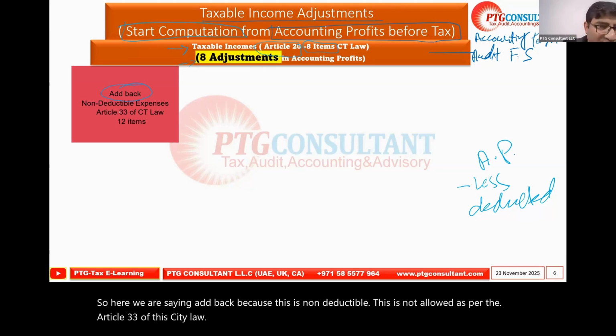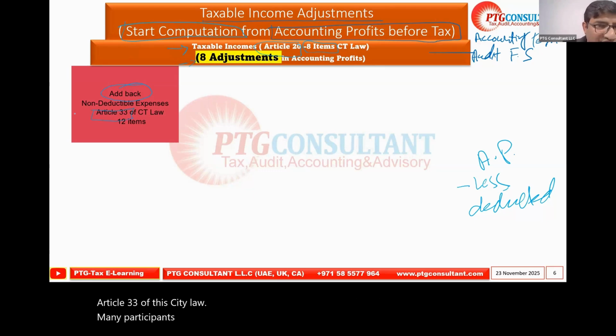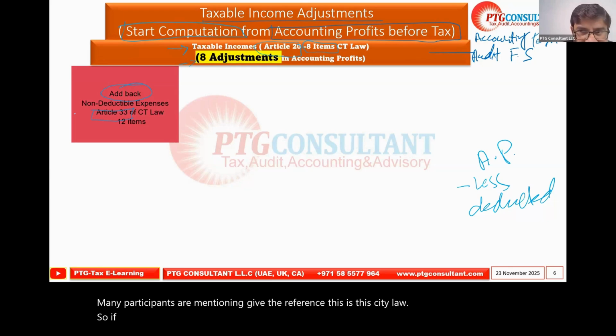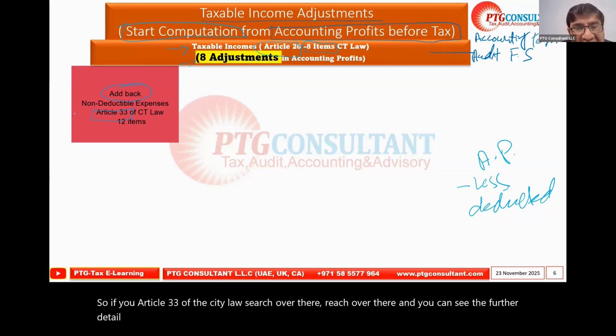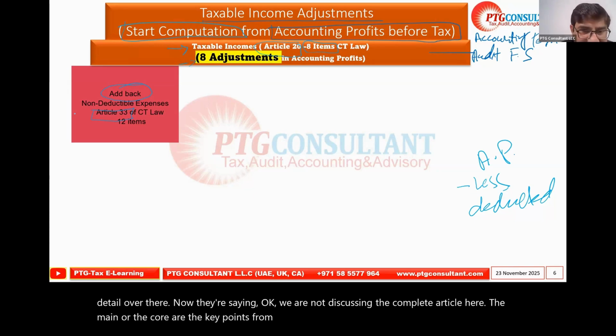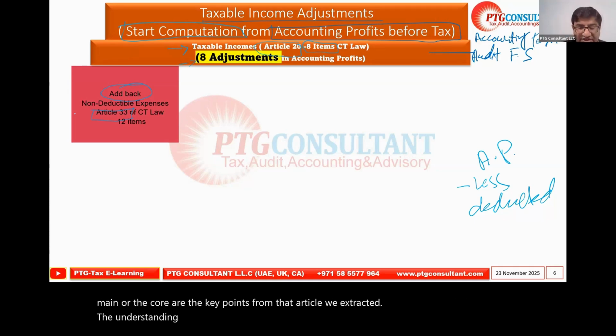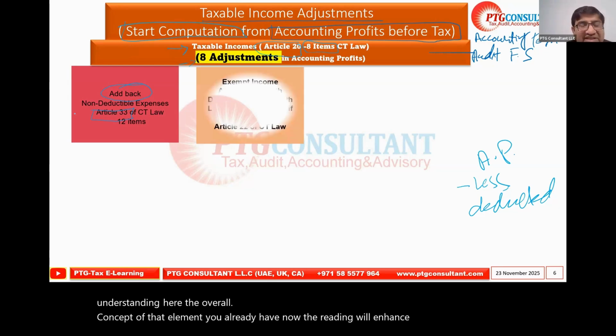Many participants are mentioning, give the reference, this is the CT law. So if you search Article 33 of the CT law, reach over there, you can see the further detail. We are not discussing the complete article here. The main core key points from that article we extracted. For further reading and understanding of that article, of course, when you do self-study, you will have the understanding. The overall concept of that element you already have. Now the reading will enhance your understanding. Anyhow, then the exempt income.